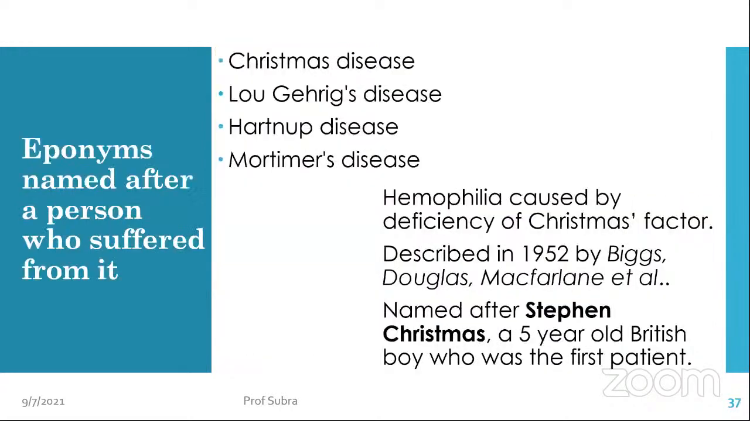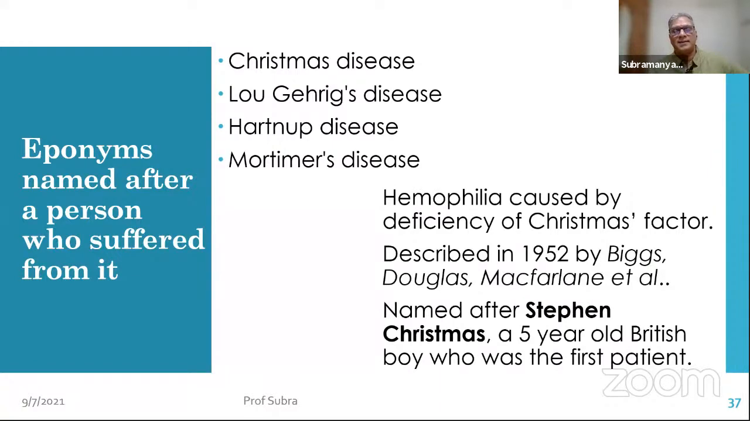Now, eponyms. Very few eponyms are named after a person who has suffered from the disease. A very good example is Christmas disease. It is not because it is seen during the Christmas season. It is named after a patient, Stephen Christmas, a five-year-old boy who suffered from it, because of deficiency of Christmas factor. Of course, that factor has also been named after the patient. But not too many examples are there. Another example is Lou Gehrig's disease, named after a very famous basketball player. Another famous person who suffered from it, I think, is Stephen Hawking.